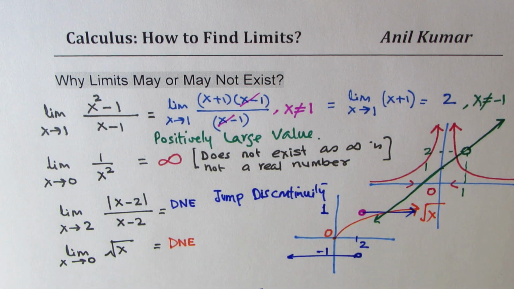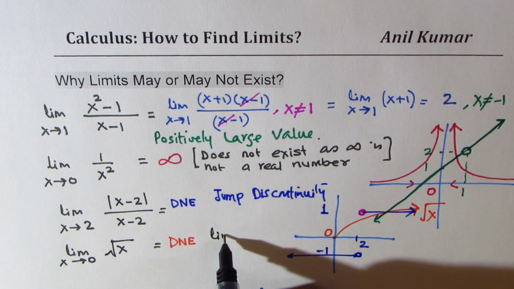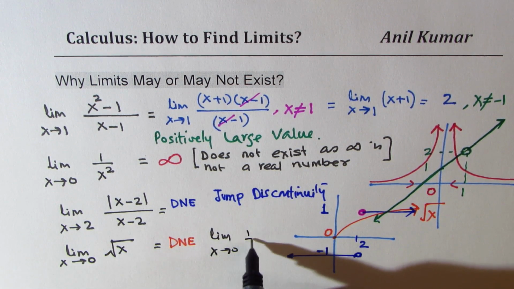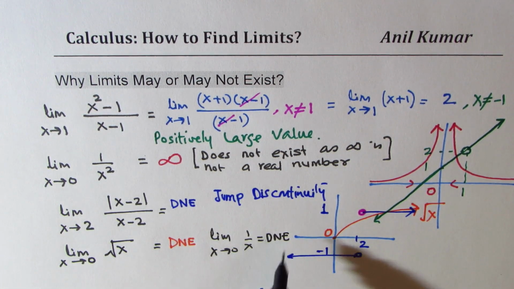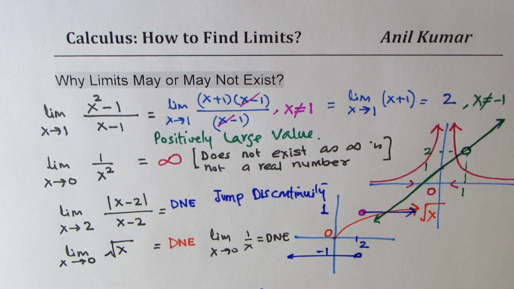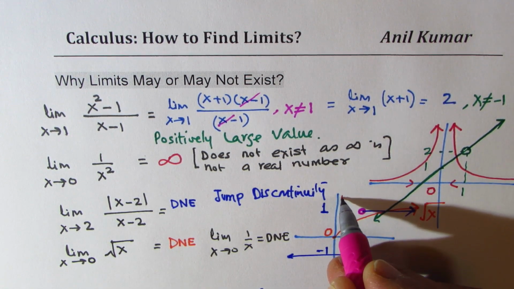You could take some other functions also where the limit may not exist. For example, we can have the limit as x approaches 0 for 1 over x. This also does not exist. I'm taking this example since it's a different kind of condition. When it is 1 over x, the graph will be kind of like this.